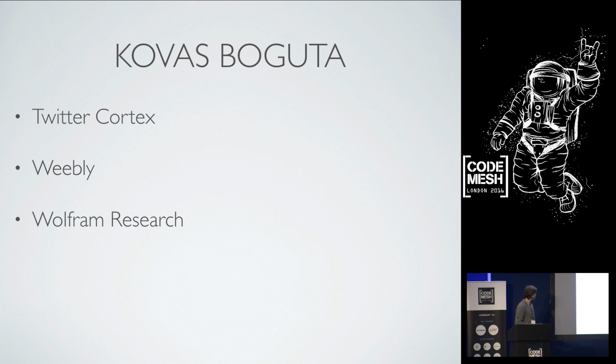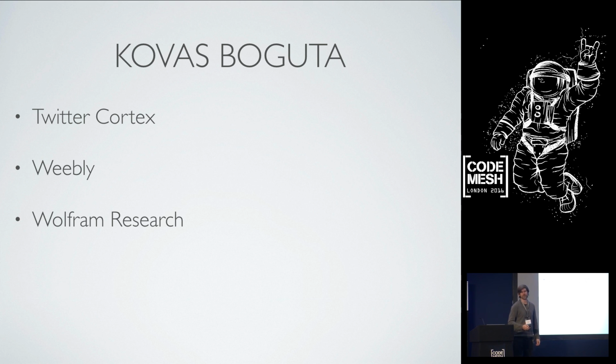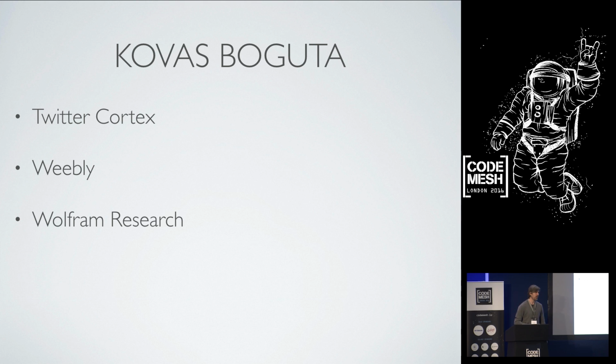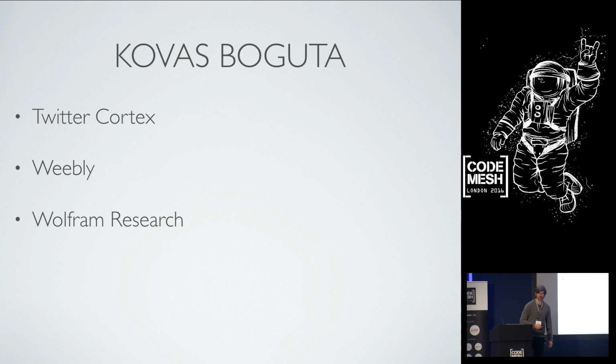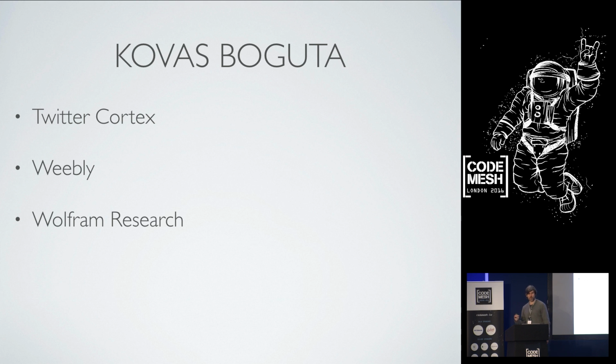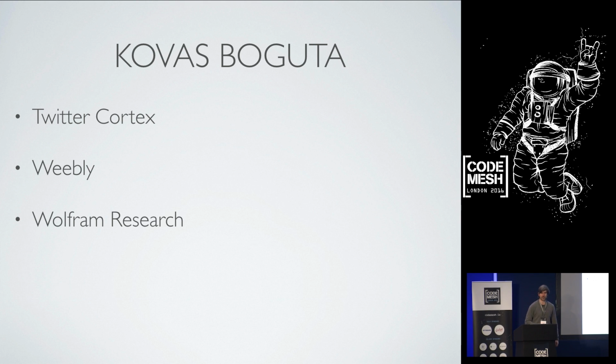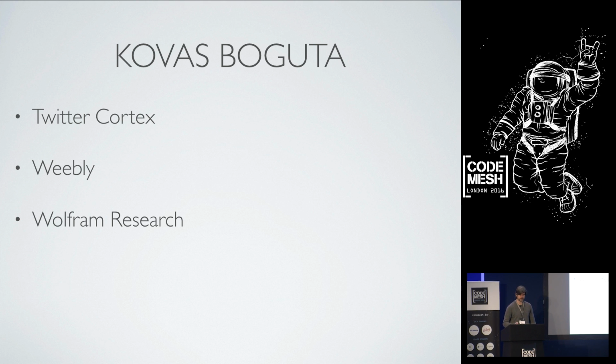So a little bit about me. Right now I'm at Twitter on the Cortex team, which is the deep learning infrastructure engineering and model development team at Twitter. Previously, I was at Weebly, heading up analytics, more traditional big data and analytics type stuff. And before then, I was at Wolfram Research working on Mathematica, which, if you're not familiar, is a piece of software for scientific computing and mathematics and other kinds of modeling than machine learning type modeling, as well as working on Wolfram Alpha.